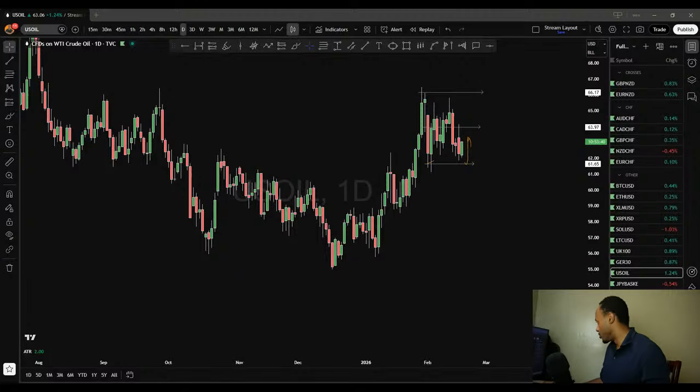Anyway, let's go through which I was going to go through again. Completely forgot: Euro Swiss. Okay, we can take a quick look at CAD Yen as well.